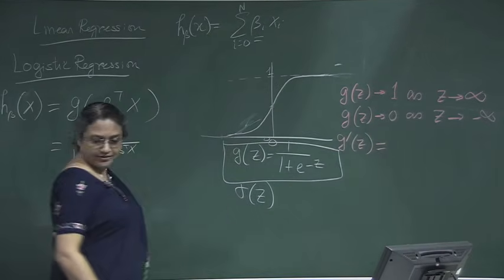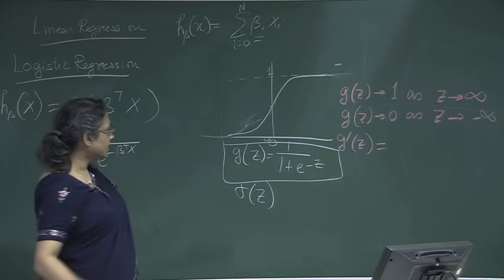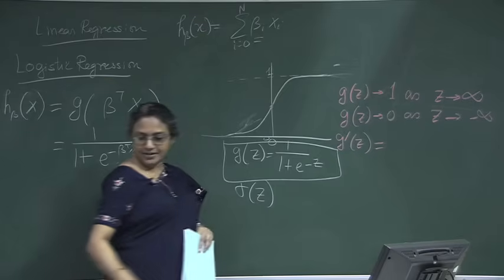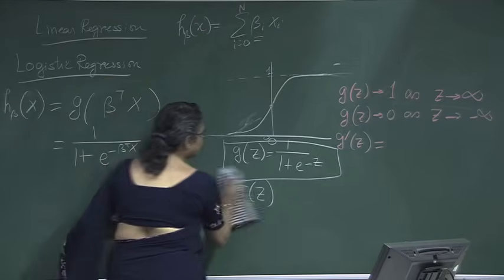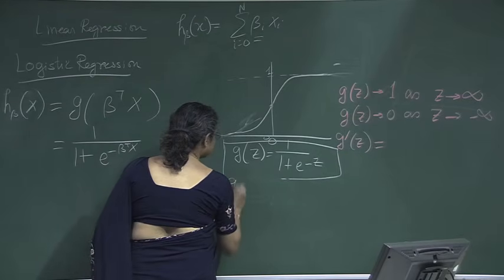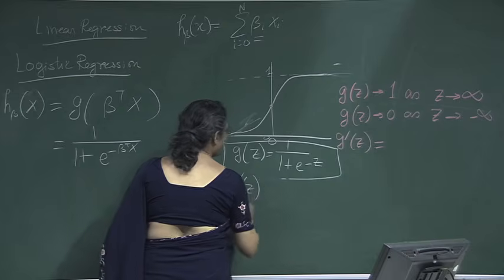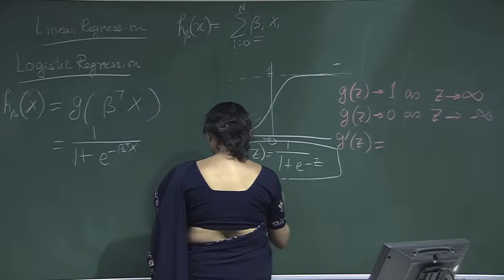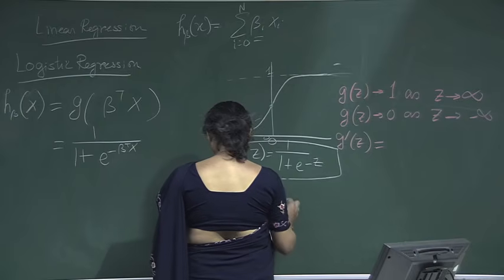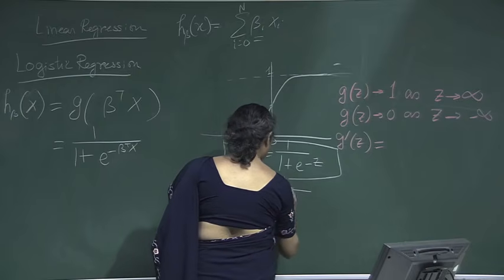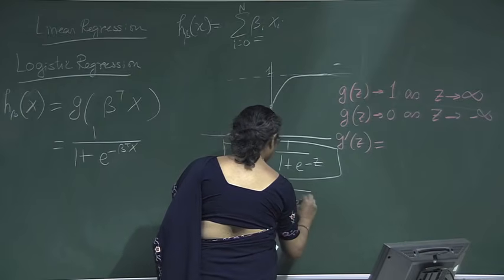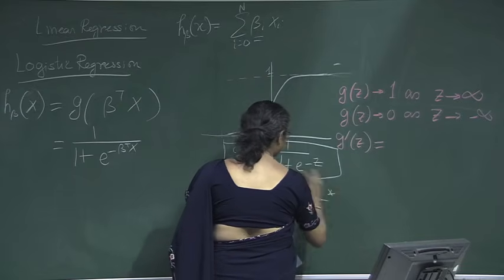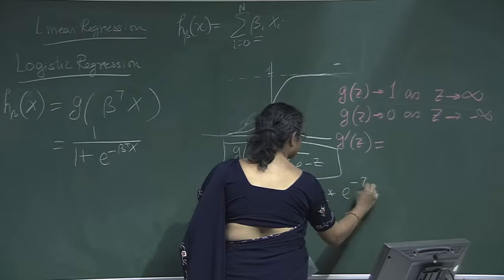So, the derivative of this function you can take as, so you have 1 by 1 plus e to the power minus z. Let us take the derivative. So, g dash z equal to d dz of 1 by 1 plus e to the power minus z, which is 1 by 1 plus e to the power minus z whole square into e to the power minus z, right.